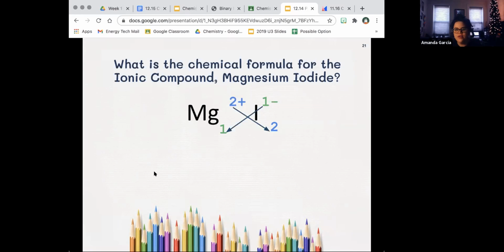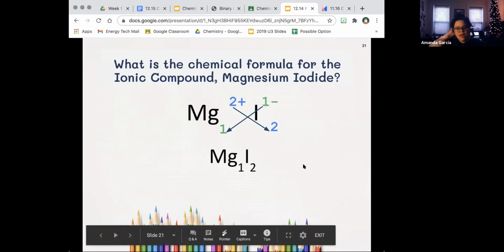When I write my final chemical formulas, I'm going to get rid of the charges, I'm going to get rid of the arrows, and I'm simply going to have Mg1I2, in which I have 1 magnesium ion bonded to 2 iodine ions.